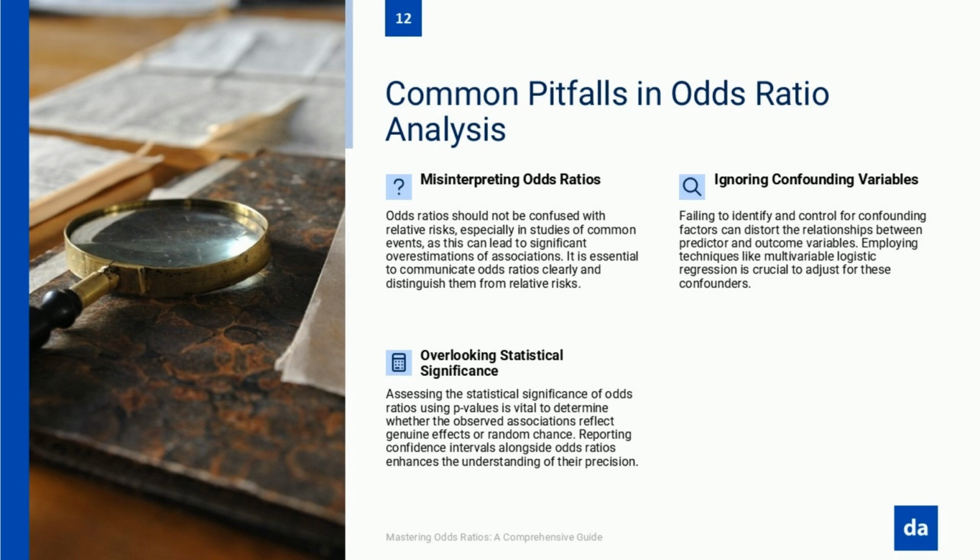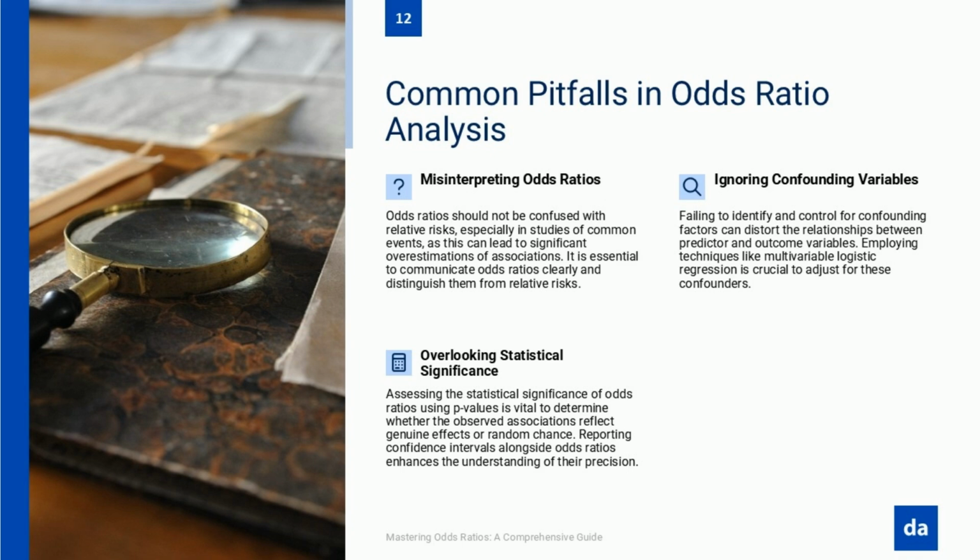To address this issue, researchers must be vigilant in identifying potential confounding factors and employ appropriate statistical techniques to control for them. This may involve using multivariable logistic regression models or stratified analysis to adjust for known confounders. Additionally, careful consideration of study design and data collection methods can help minimize the impact of confounding variables from the outset.